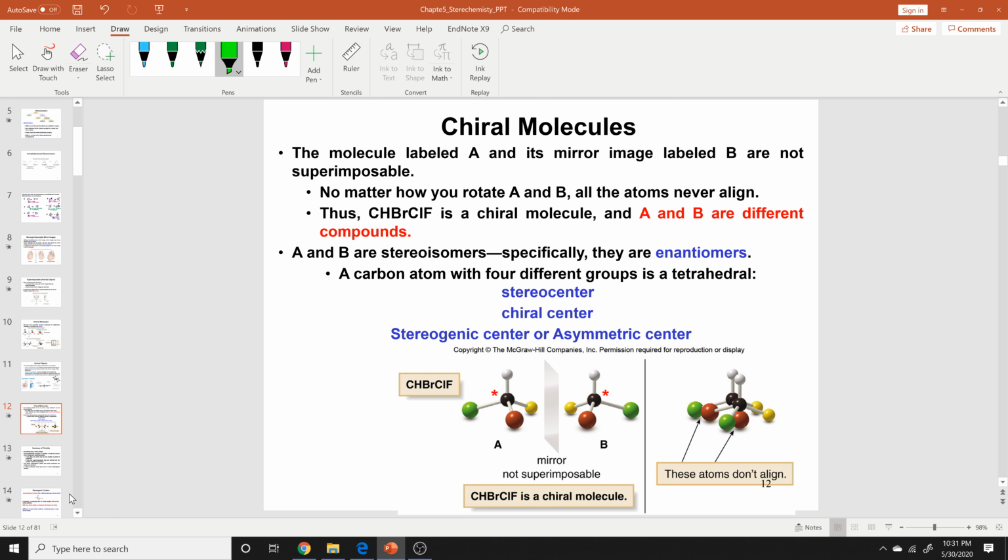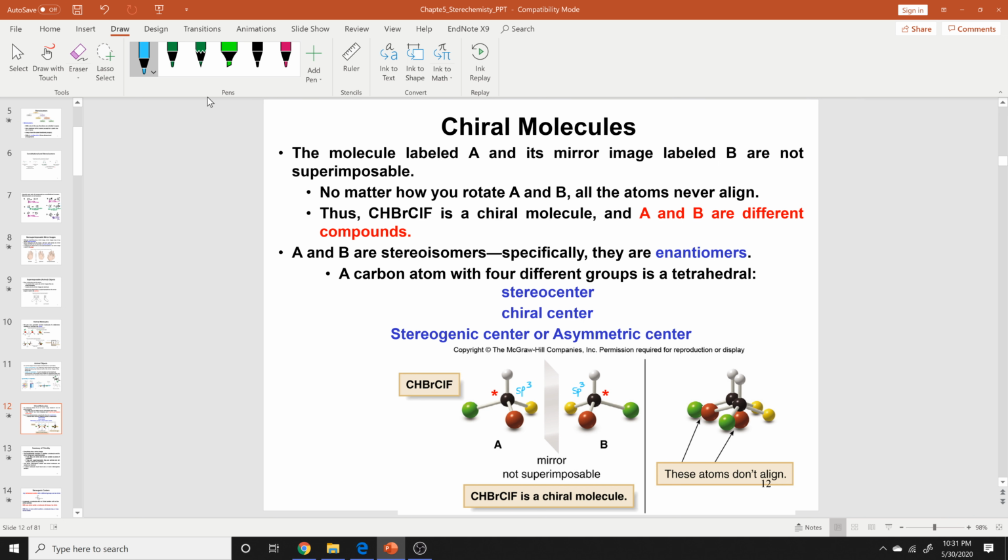Now let's define chiral molecules. When is the molecule chiral? Normally the molecule is chiral whenever it has four different groups around it. Now notice here, I am basically limiting myself to a tetrahedral carbon, an sp3 hybridized carbon. So a chiral molecule or a chiral center, okay?